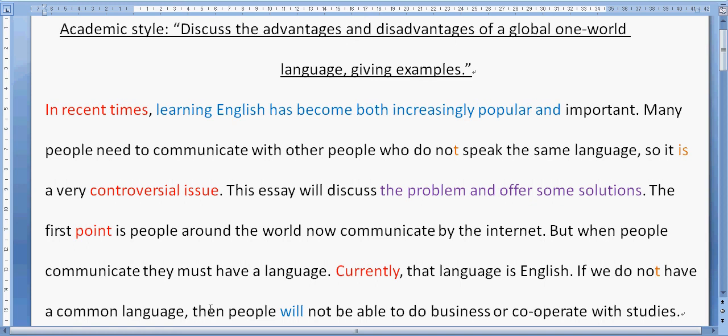If we do not have a common language, then people, so remember before we said will was 100%, but we don't know that is true, so we have to change it to something else. So let's say may. People may not be able to do business or cooperate with studies. Okay, so that looks a little better. It's still not perfect, but it's a little better than before. So let's take a look at paragraph 2.